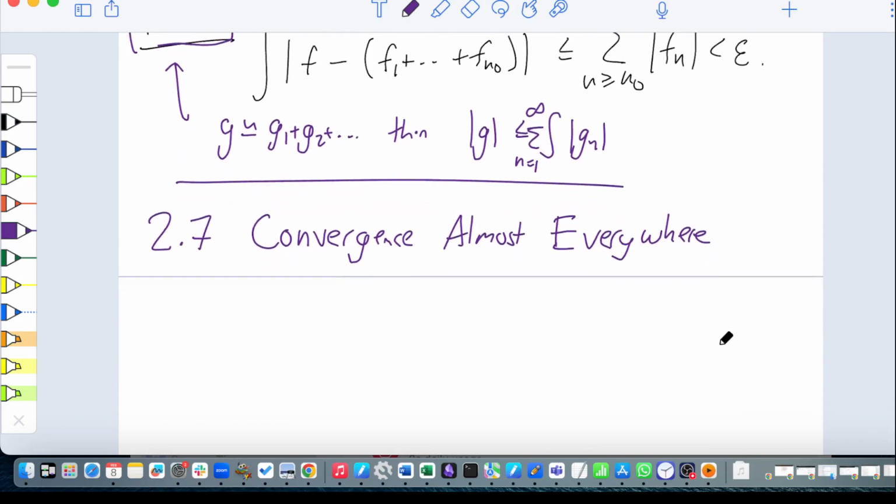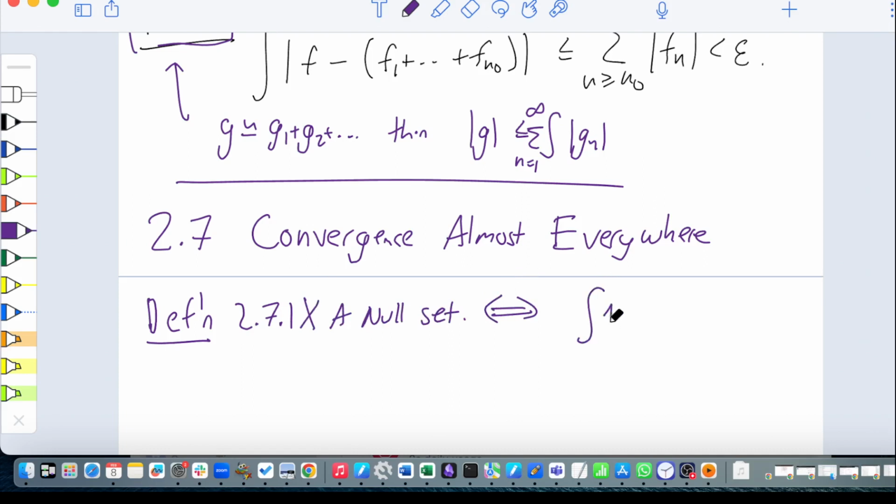We're going to start with this definition that I already gave you, but in the book it comes later on. It's the definition of a null set. 2.7.1, a null set. A null set, and that means x is a null set, means the integral of the indicator function of x equals 0. In the book they say its characteristic function is a null function. So it's the sets where when you look at the function that's 1 on the set and 0 otherwise, that integrates to 0.